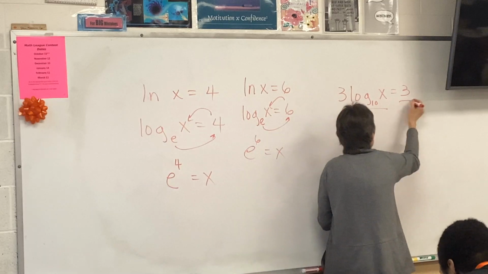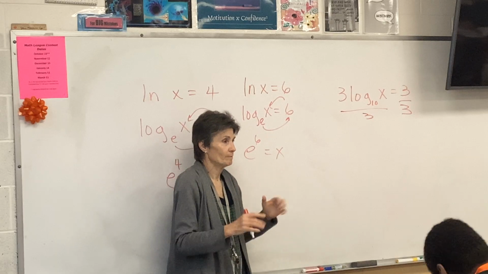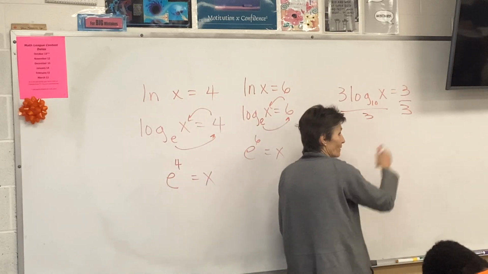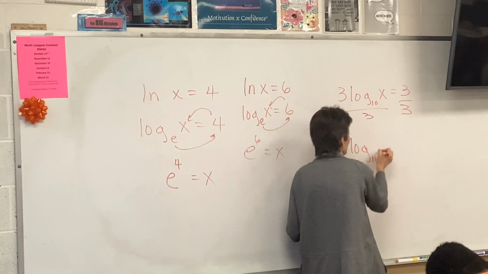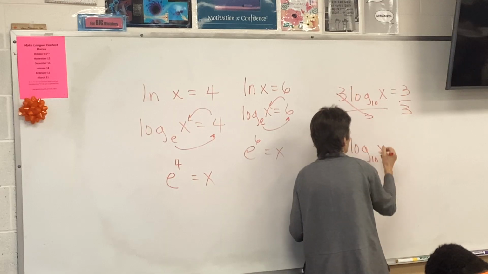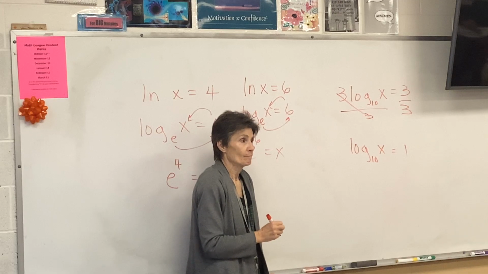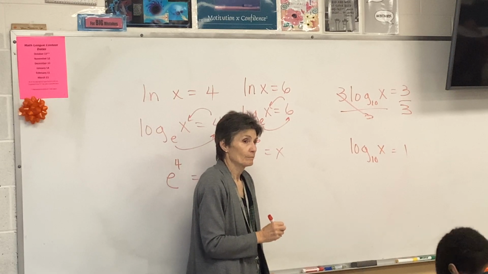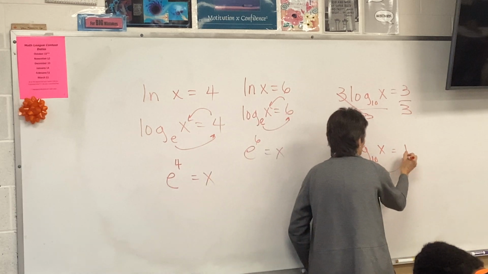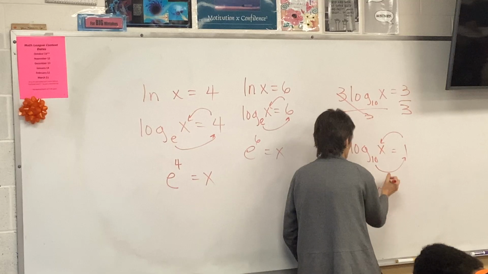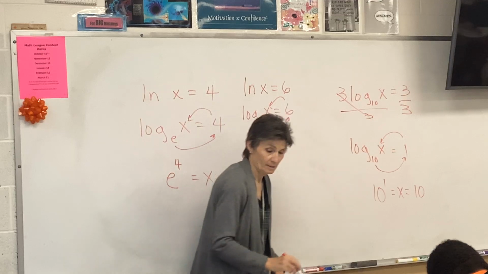Could I divide both sides by 3? Yes. This is an equation. Is that allowed? Can they divide both sides by 3? Yep. And so then what would be left? The log base 10 of x equals 1. Loop-de-loo, yep, 10 to the first equals x, so the answer is 10.